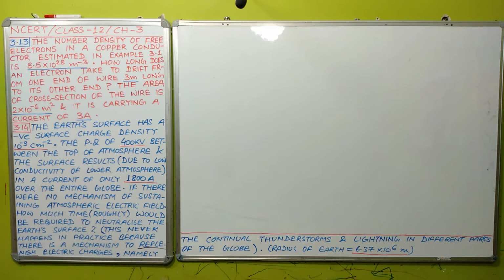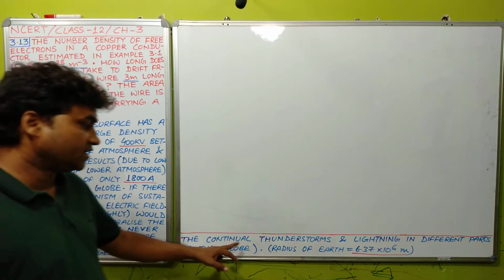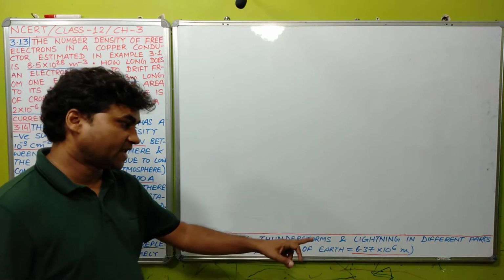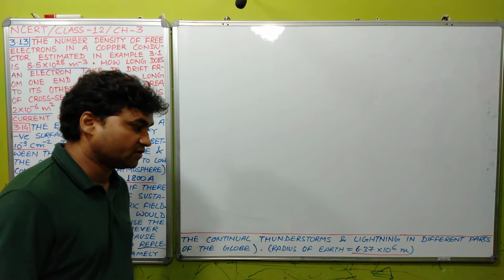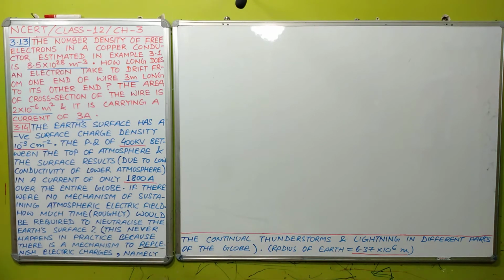Thereafter it is saying this never happens in practice because there is a mechanism to replenish electric charges, namely the continual thunderstorms and lightning in different parts of the globe. Radius of Earth is given, having value 6.37 into 10 to the power 6 meter. So student, what is this question?